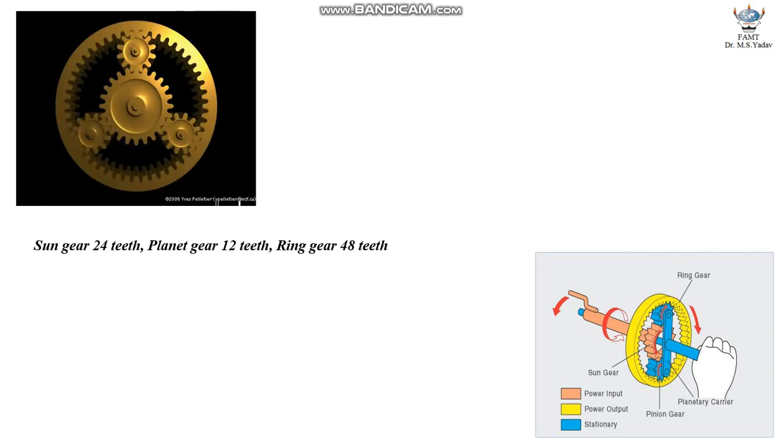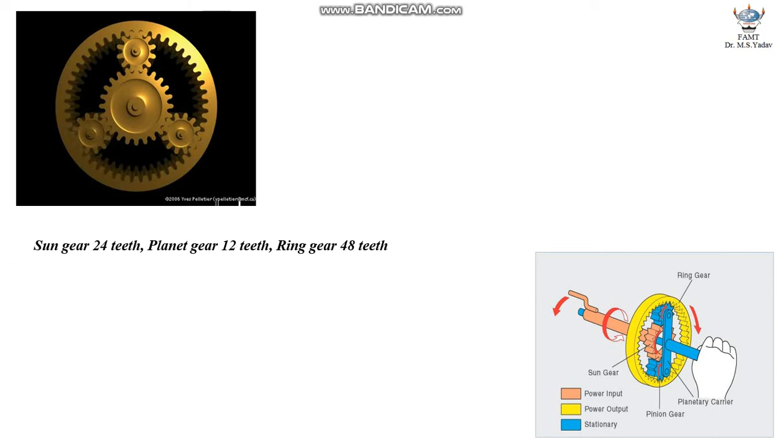Now let's discuss how different velocity ratios can be obtained using this gear train. The gear train shown here has 24 teeth on the sun gear, 12 teeth on each planet gear and 48 teeth on the ring gear. We will consider four cases.